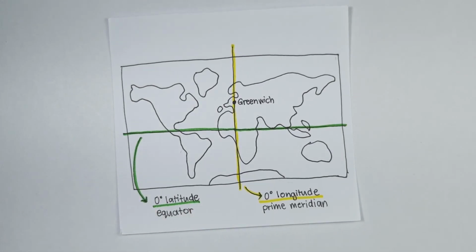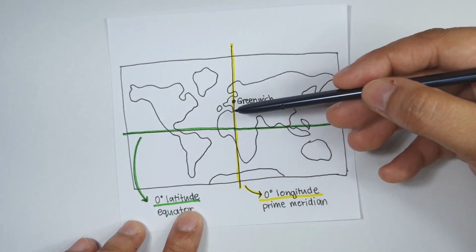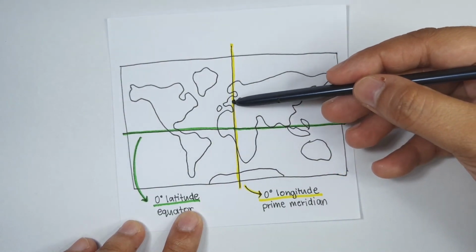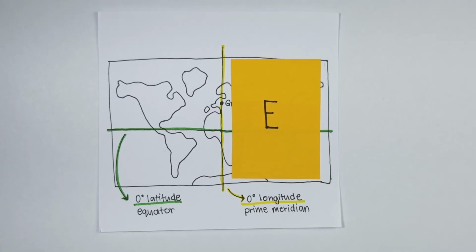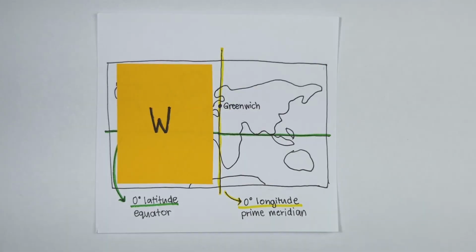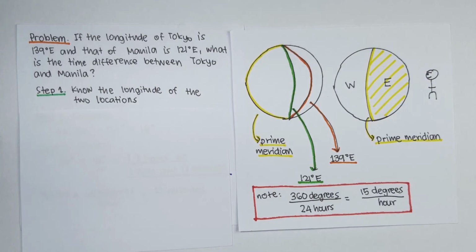So quick recap lang, longitude is the imaginary vertical line. So at the prime meridian where Greenwich, England is located, the longitude is defined to be 0 degrees. Now to the right of the prime meridian is east, while to the left of the prime meridian is west. Okay? Now let's try to plot our problem para at least ma-imagine.